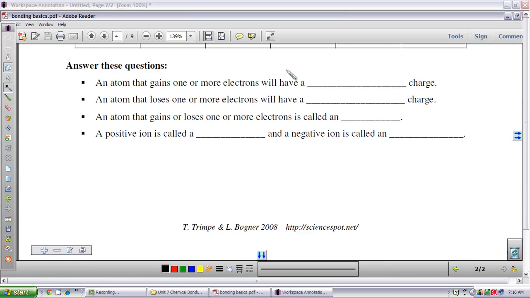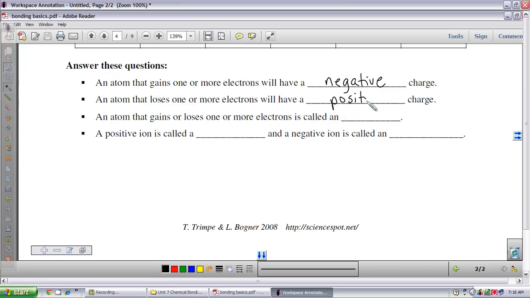If an atom gains an electron, he will have a negative charge. Again, electrons are negative. If he loses an electron, he becomes more positive, not because he gains a proton, but because he loses that electron and the protons don't change. If he gains or loses an electron, he's now called an ion, not an atom so much anymore, but an ion. And an ion is an atom where the protons do not equal the electrons. Okay, and that happens in bonding.